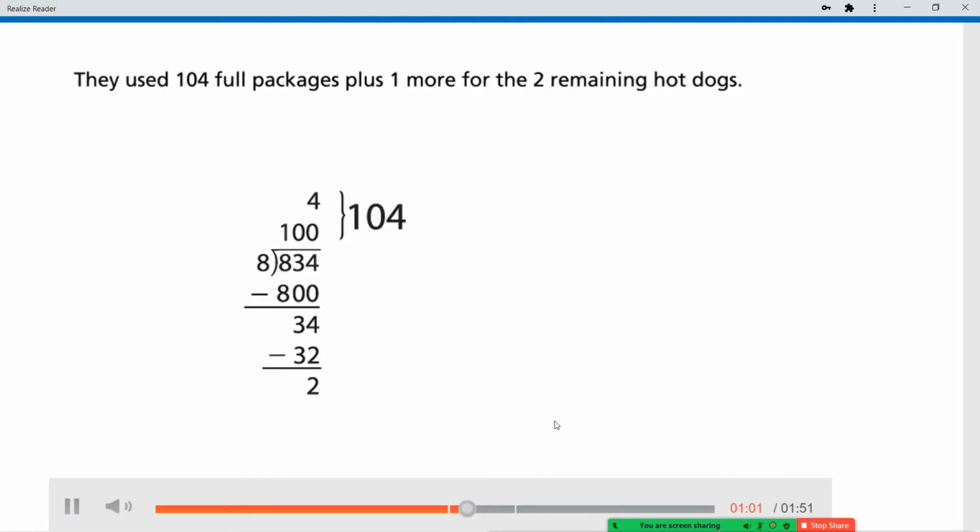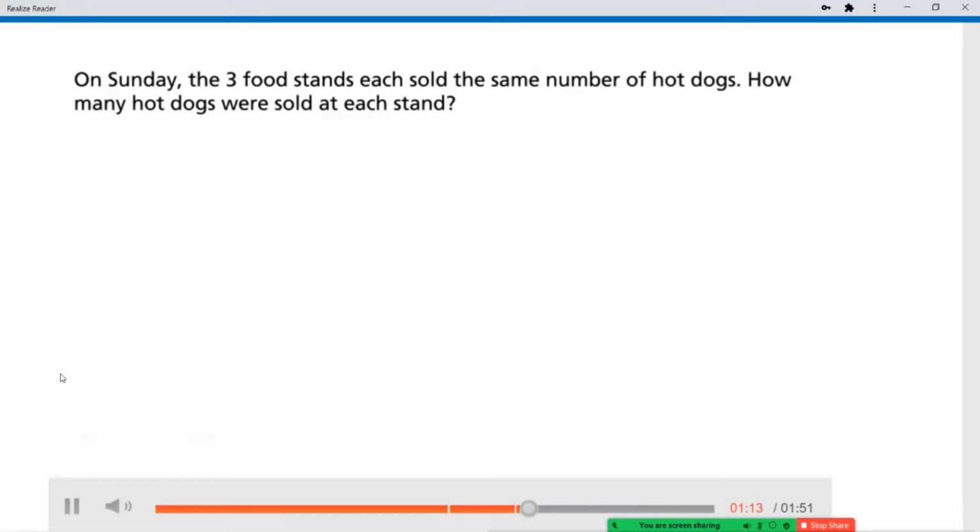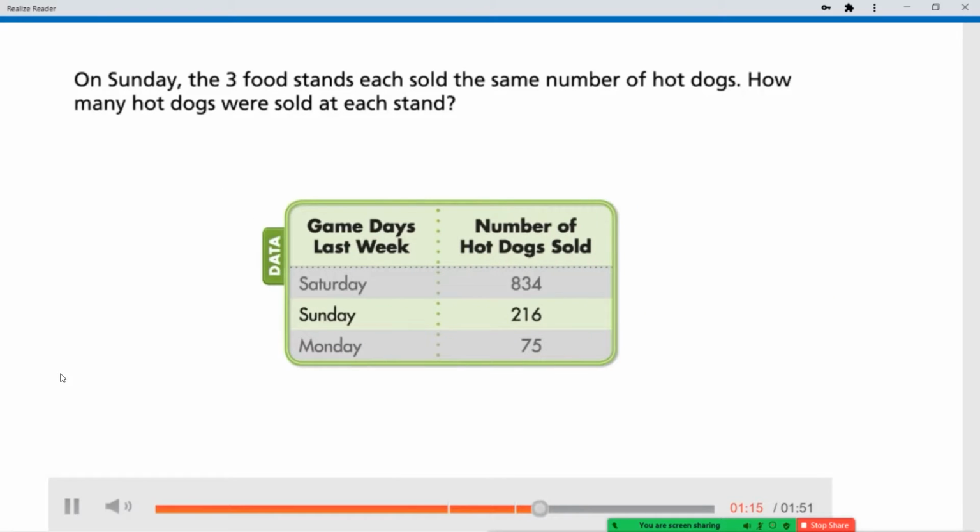They used 104 full packages plus 1 more for the 2 remaining hot dogs. There were 105 packages of hot dogs used on Saturday. On Sunday, the 3 food stands each sold the same number of hot dogs. How many hot dogs were sold at each stand?